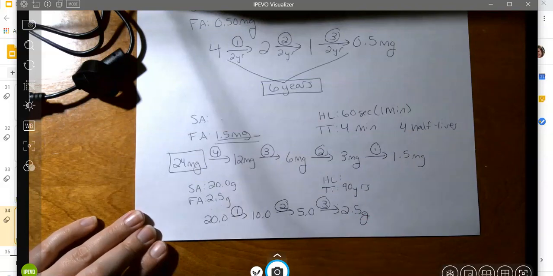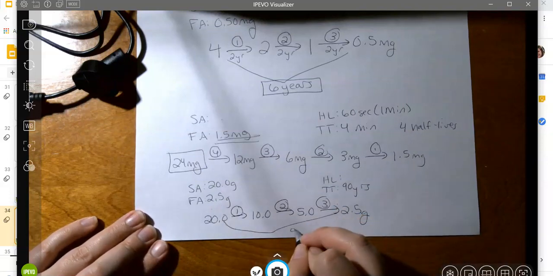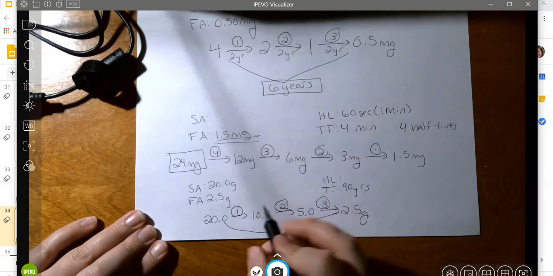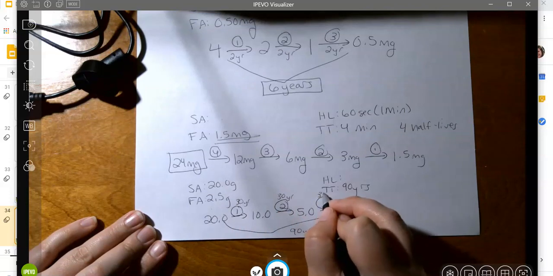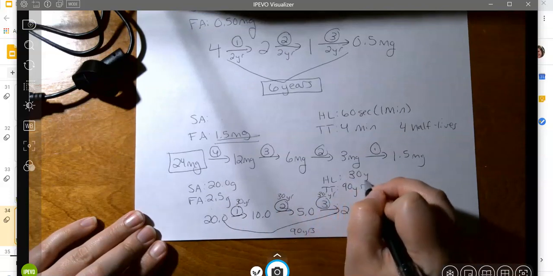So 3 total half-lives took 90 years. I know this whole time was 90 years. Each one must have been 30 years. So that means that the half-life is 30 years.